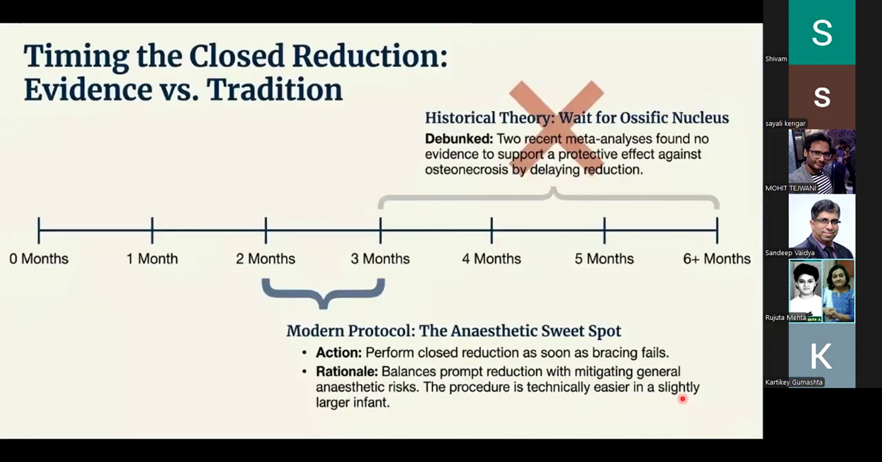For closed reduction, traditionally it was believed that one should wait for the ossific nucleus to appear. But recently, two meta-analyses found no evidence to support a protective effect against osteonecrosis by delaying reduction. So the modern protocol is to perform closed reduction as soon as the bracing fails, balancing prompt reduction with mitigating general anesthetic risk. The procedure is technically easier in a slightly larger infant.